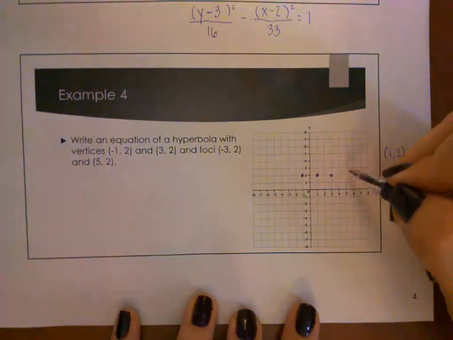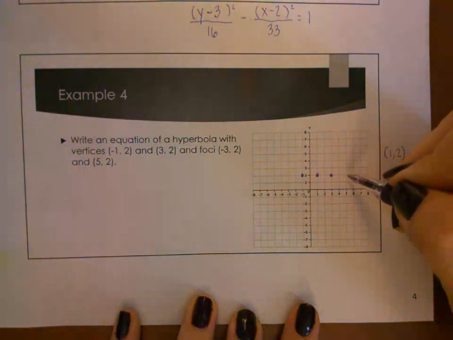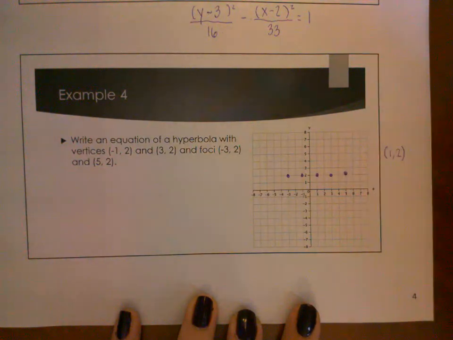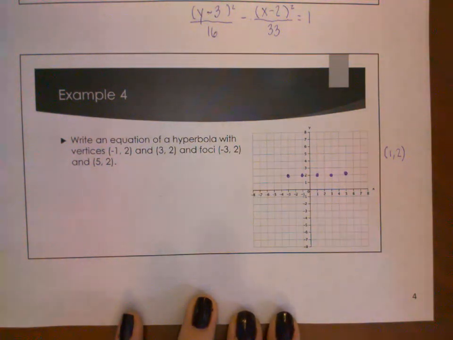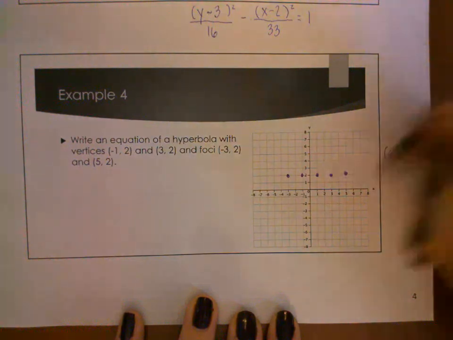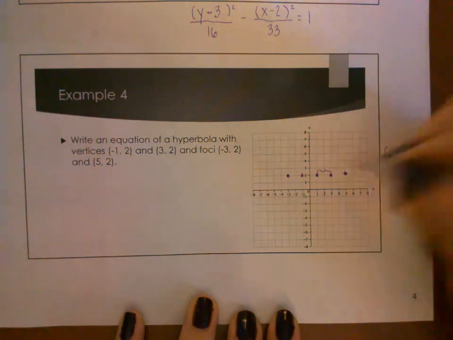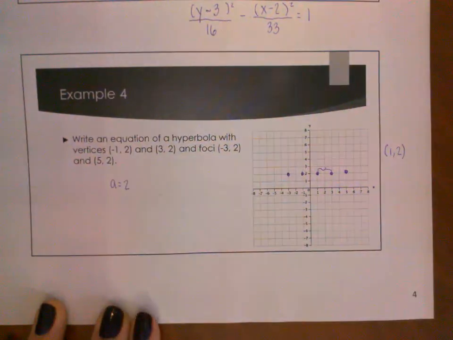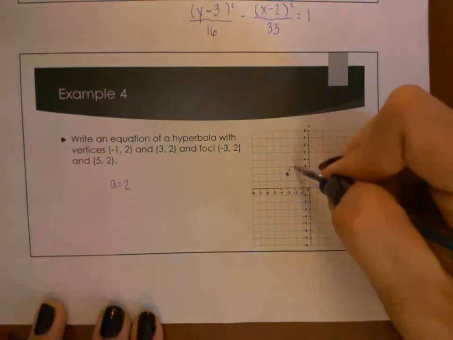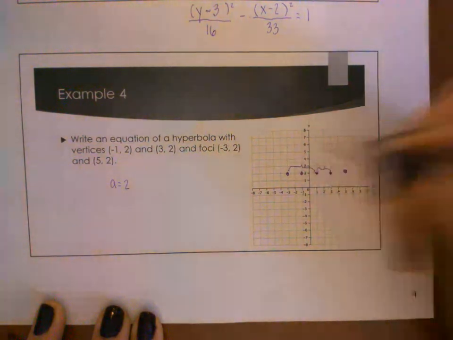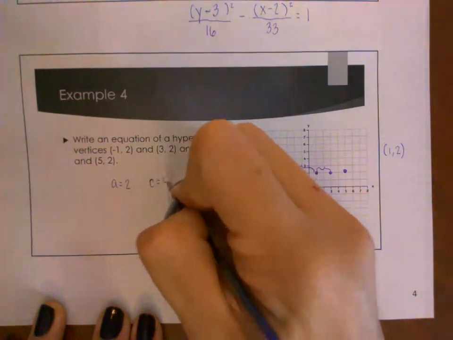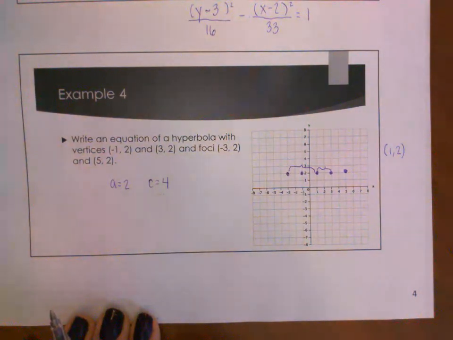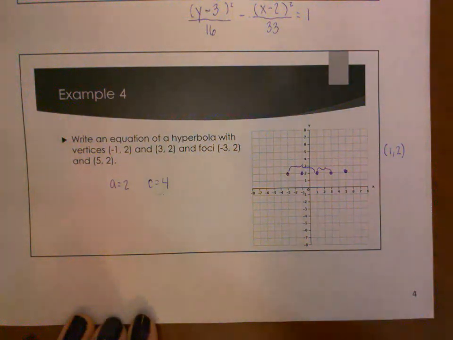Next, if I look at the foci, I'm at -3, 2 and 5, 2. What are the A and the C values? A is going to be the distance from the center to the vertex. So A is going to be 2. C is going to be the distance from the center to the foci. And so that is going to be 4. So C equals 4. So with that in mind, knowing now that A equals 2 and C equals 4, what is the value of B squared?